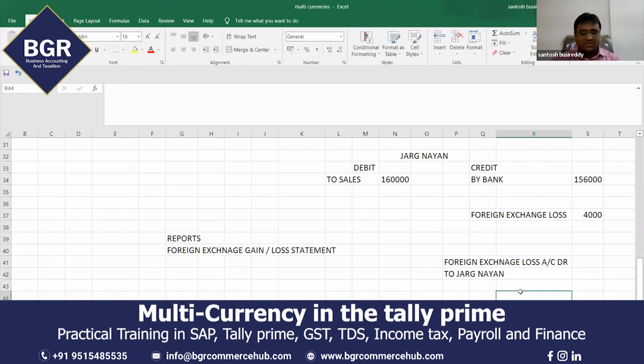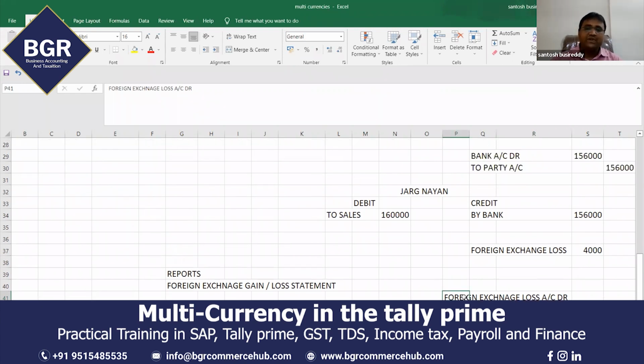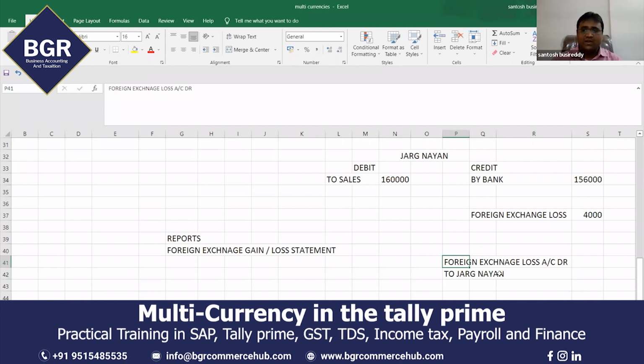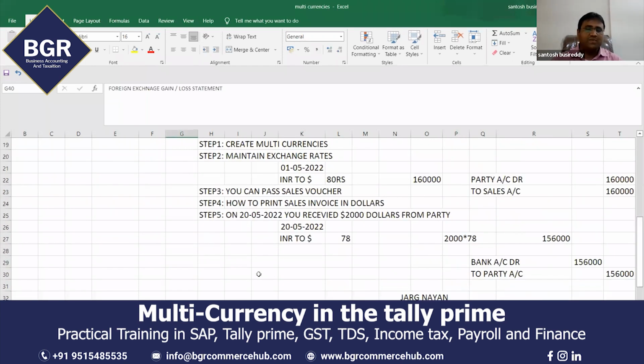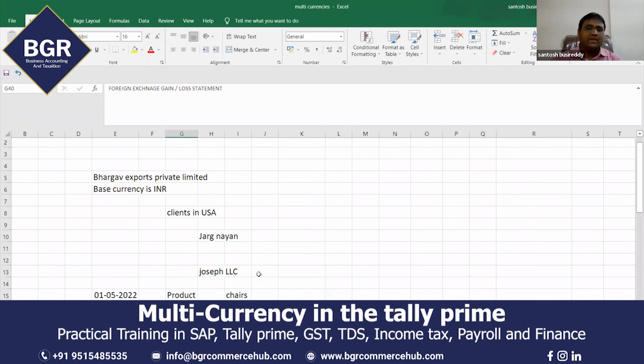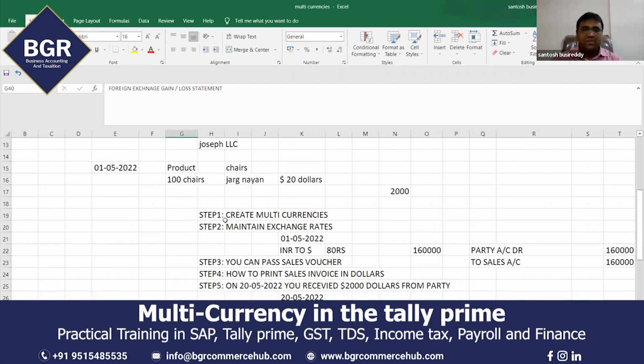So for this purpose, you have to create one ledger, foreign exchange loss, under indirect expenses. That ledger you have to activate in the journal voucher. This is the total configuration you have to do in Tally to get the foreign exchange gain or loss statement every month from the Tally report. So what are the steps you have to follow? Multi-currencies. You have to create multi-currencies first.